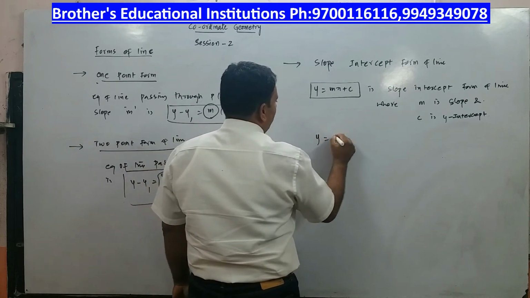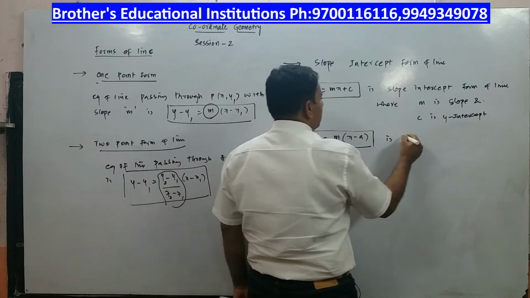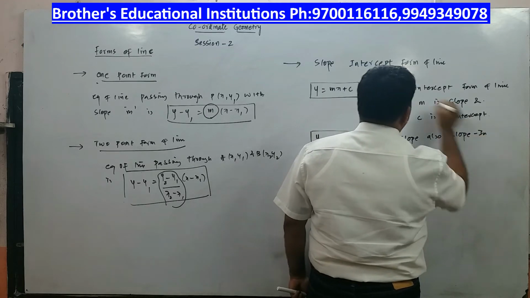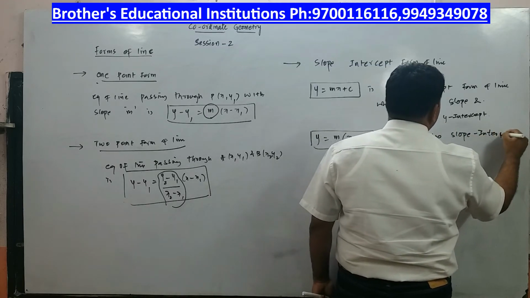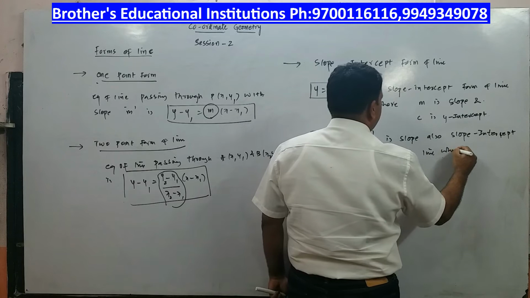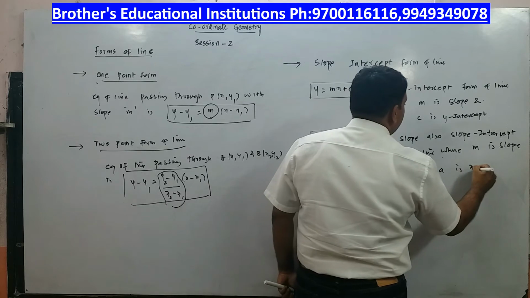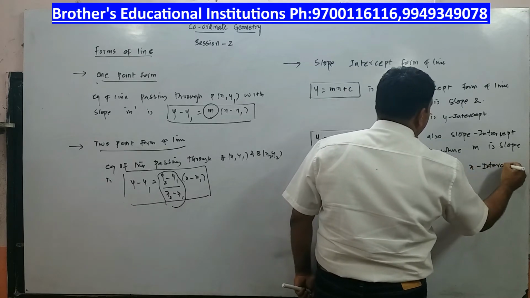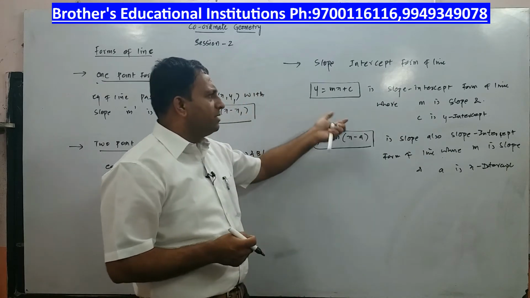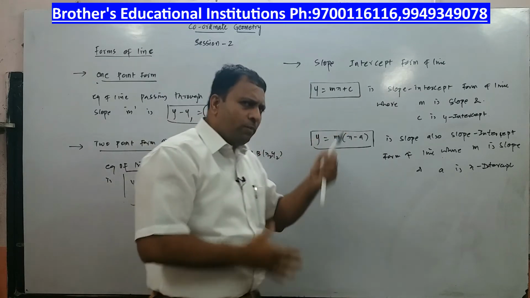Now you can also get one more form, y = m(x - c). This is also slope intercept form, my dear children, right? Slope intercept form of line, where m is slope, and a is x-intercept. So when x-intercept and slope are given to you, you write the equation of line in this manner. If y-intercept and slope are given to you, you write the equation of line in this manner. So both of them are called slope intercept form, where one slope and one intercept is given.